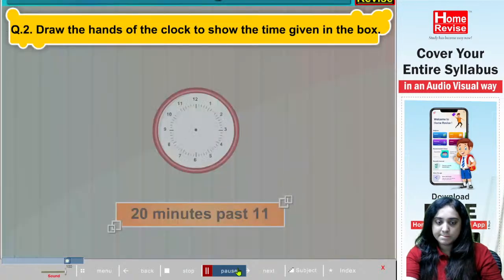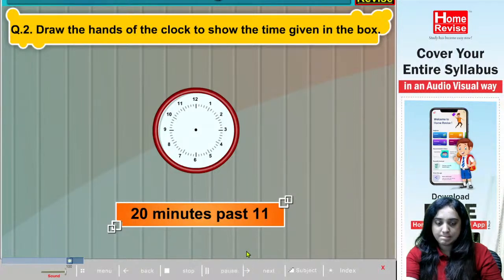4. Here the time is 20 minutes past 11. So the hour hand is somewhere between 11 and 12 and the minute hand on 4.